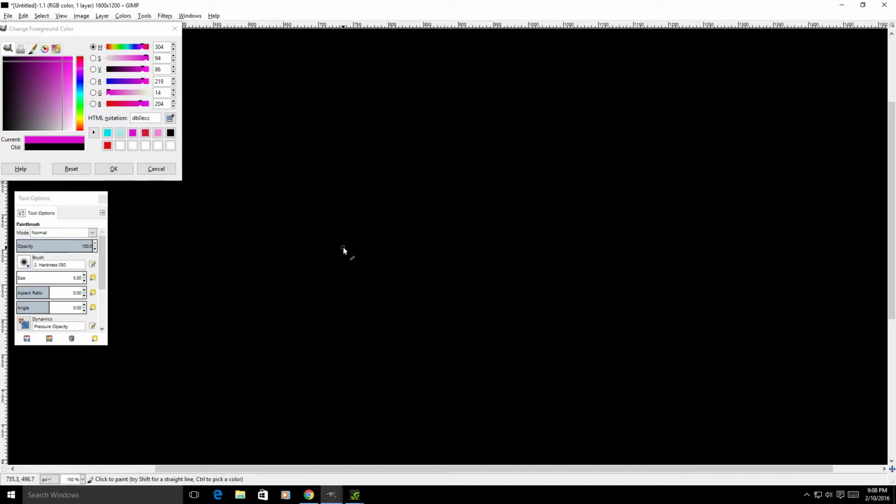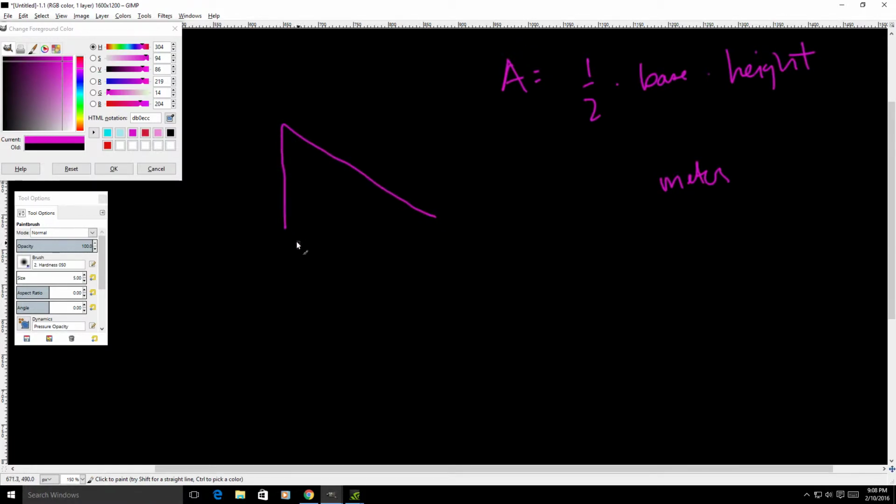There we go. Okay. So it says find the area of a triangle. They give us the formula here. They tell us the area of a triangle is equal to 1/2 the base times the height. And it wants us to find the area in meters. The picture they give us is a right triangle. It might be an isosceles triangle, but it's a right triangle. No, it's not an isosceles triangle. So 10 meters on this side, 12 meters on this side, and they want us to find the area.